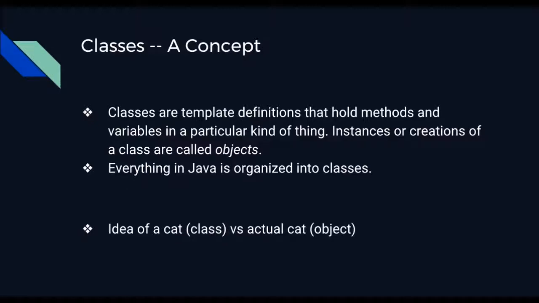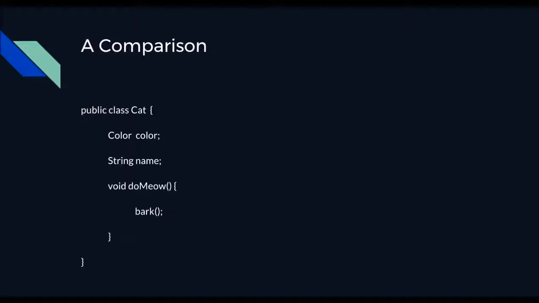So classes, a concept. Classes are template definitions that hold methods and variables for a particular kind of thing. Instances or creations of this class are called objects. Everything in Java is organized into classes. The best way I can explain this is with ideas: the idea of a cat versus an actual cat. The idea of a cat, the concept of it, would be considered a class.